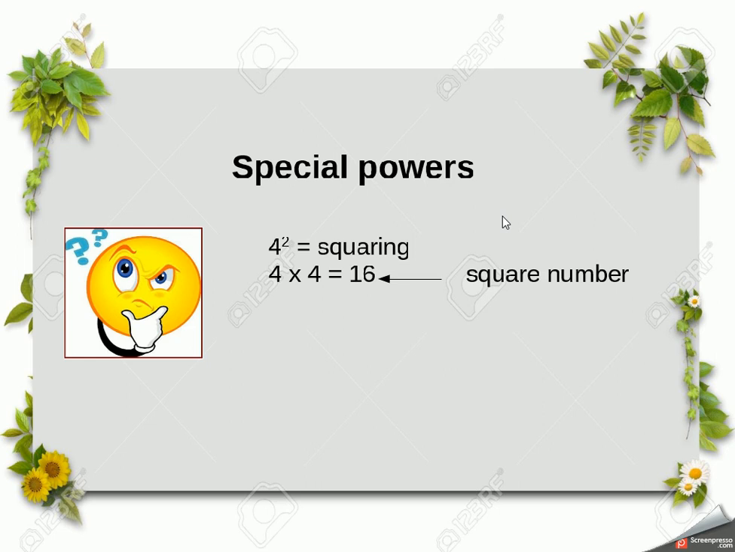That 16 is what we call a square number, and it's actually a perfect square because it's a whole number multiplied by itself. So when a number is to the power of 2, we call it squaring. The number it produces is a square number, sometimes called a perfect square because it's a whole number times itself.